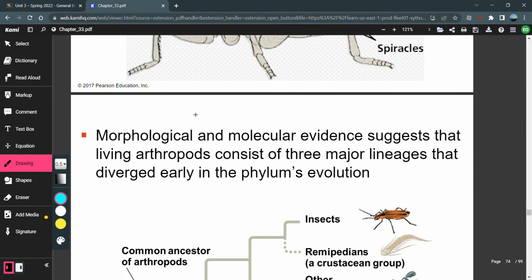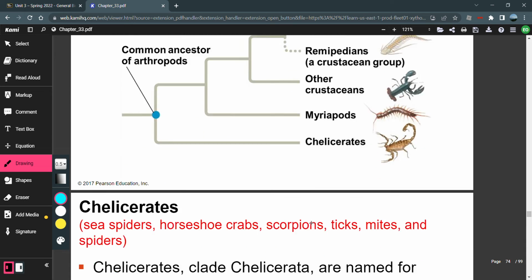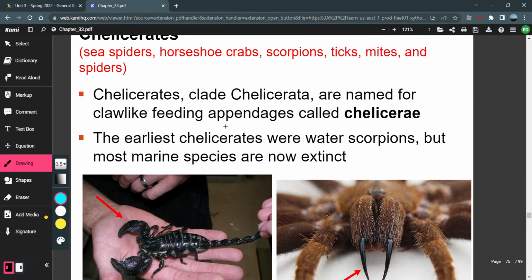So morphological and molecular evidence suggests that living arthropods consist of three major lineages that diverged early in the phylum's evolution. So there is insects, other crustaceans, myriapods, and chelicerates. Chelicerates, I think I said that right. So chelicerates are sea spiders, horseshoe crabs, scorpions, ticks, mites, and spiders.